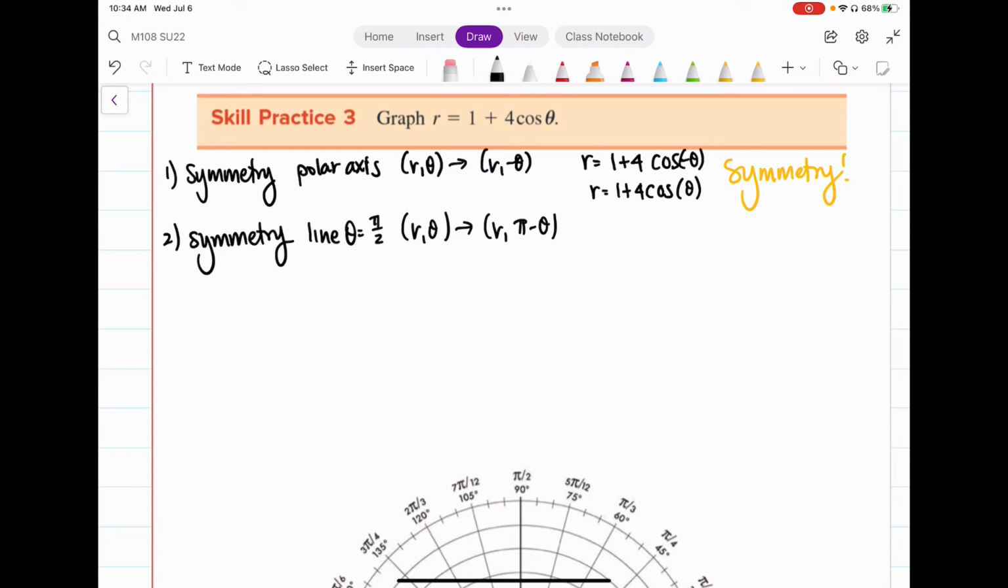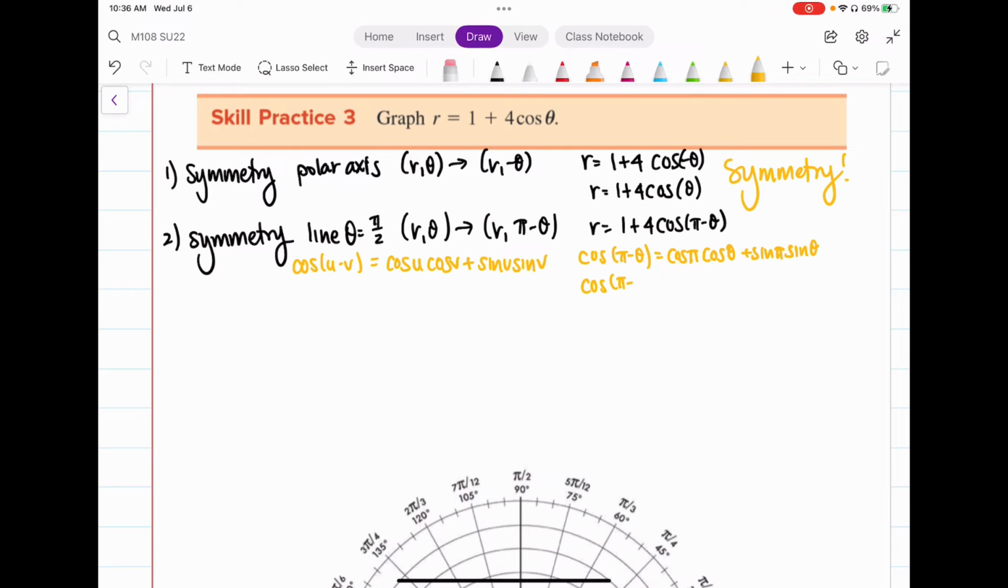To test symmetry of the line theta equals pi over 2, we're going to plug in pi minus theta. So we have r equals 1 plus 4 cosine of pi minus theta. And in the previous problem, we used this difference formula for sine, but now we need to use the difference formula for cosine to determine what the cosine of pi minus theta is. Cosine of pi minus theta is equal to cosine pi, cosine theta, plus sine pi, sine theta. And really, we don't know what the cosine of theta is or the sine of theta. We're just evaluating the pi portion because we can use the unit circle for those values.